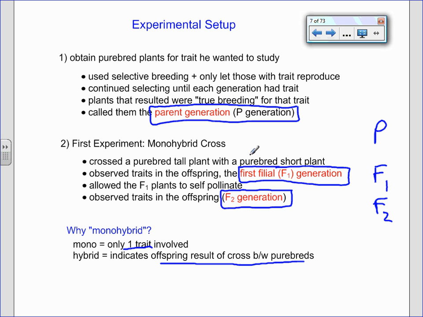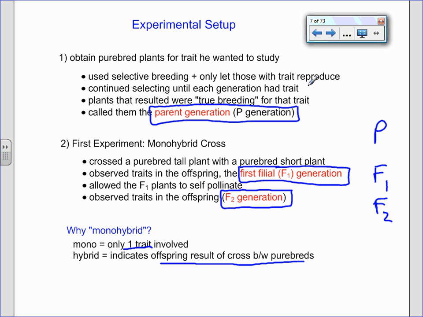He called that the parent generation. So the two parents that he would breed, he'd have one that was purebred for the dominant trait, which he didn't realize was dominant at the time, but for instance, one that was purebred for tall and the other that was purebred for the other form, so one that was purebred for short.